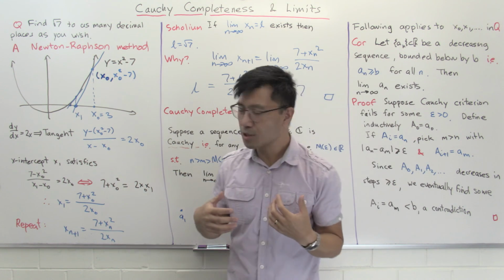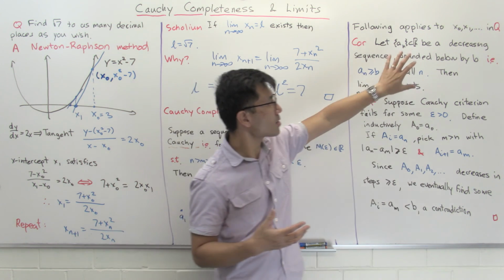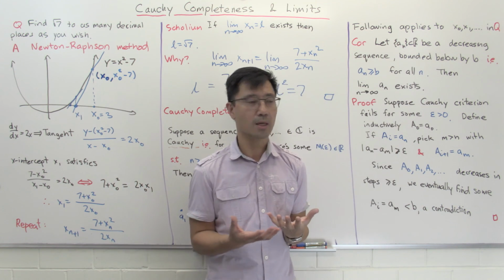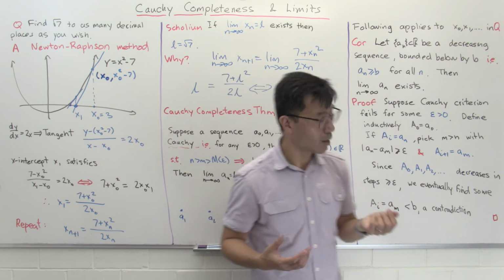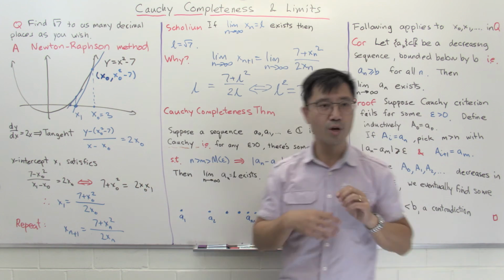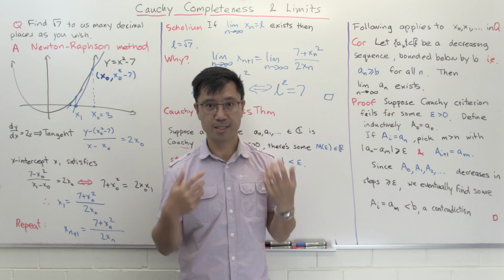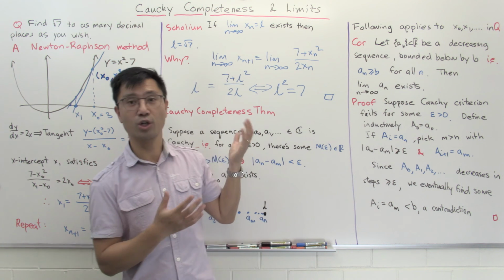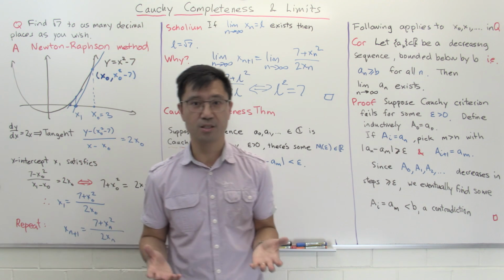There are other ways to prove this result. Sometimes people take this as a key feature of the real numbers, and then they try to prove the Cauchy completeness theorem from there, but I've reversed the order in this particular example. So I hope now you can also use the Cauchy completeness theorem to prove existence of limits.